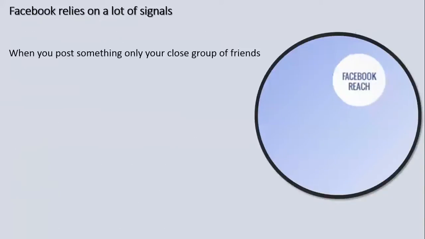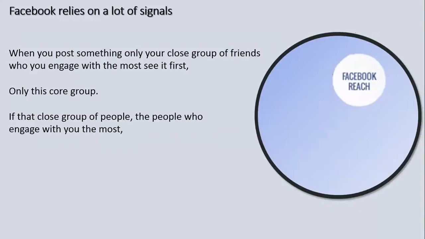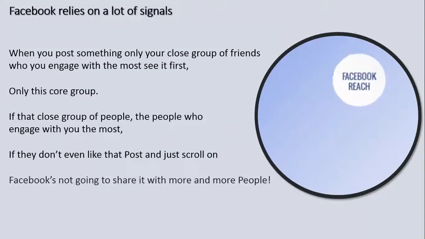When you post something on your Facebook, only your close group of friends who engage with you the most will see it first. This is your core group, and it's only this core group. If that core group, the people you engage with the most, even they don't like that post and just scroll on, then it's probably a good idea to remove it because Facebook's not going to share it with more and more people.